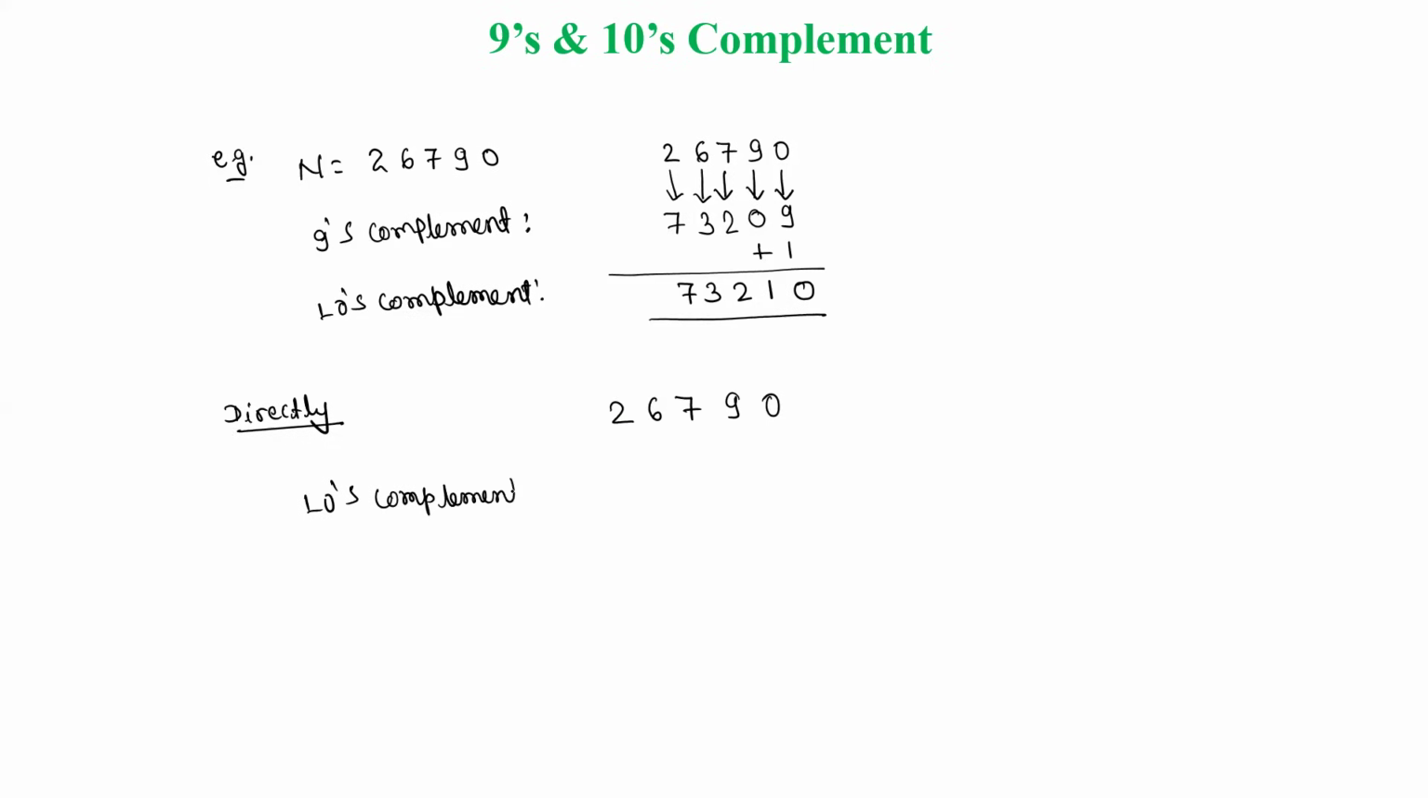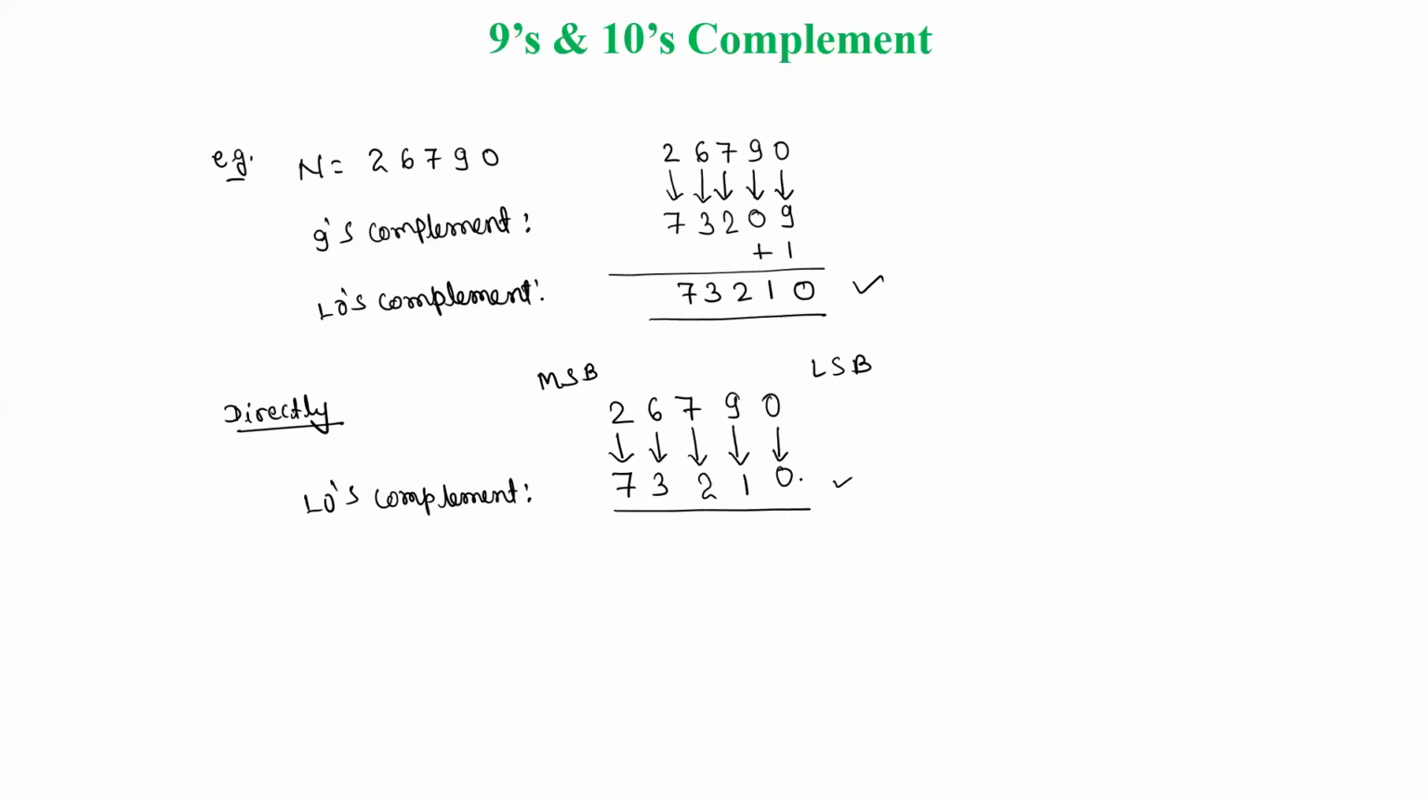So what is the rule to find the 10's complement directly? Leave 0 unchanged. This is our LSV side, this is the MSV side. So here we have 0, so this 0 is left unchanged. Again, the first non-zero digit should be subtracted from 10. So 10 minus 9, 1. Remaining digits should be subtracted from 9. So 9 minus 7, 2. 9 minus 6, 3. 9 minus 2, we have 7. So we can see that both results are the same.